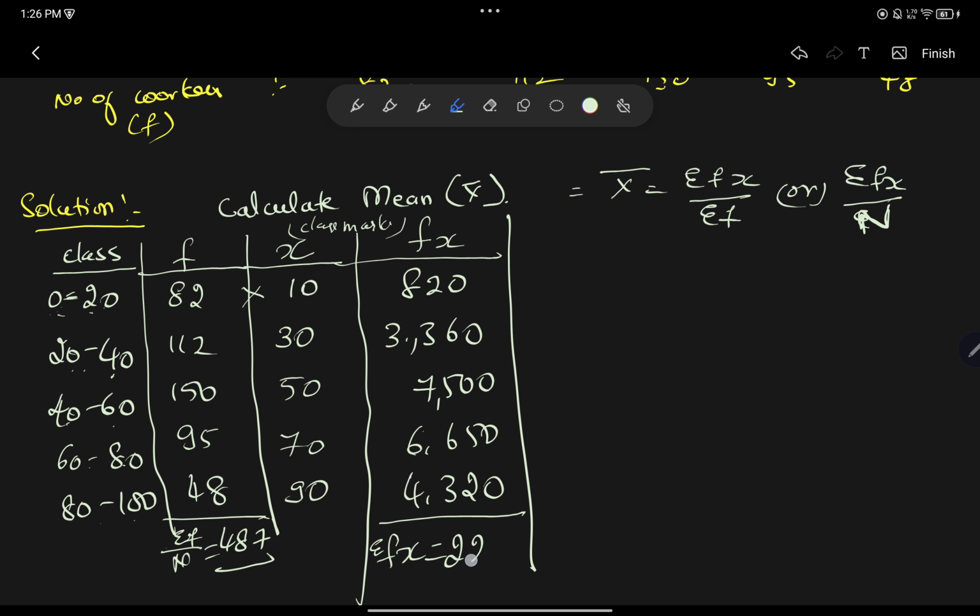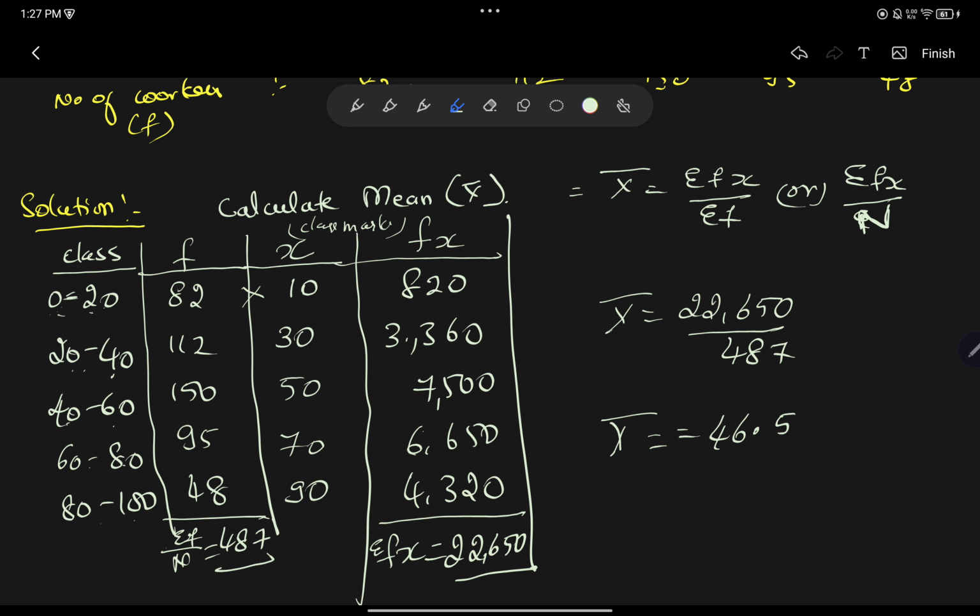Now we have got summation of fx, the total of 820 plus 3360 plus 7500 plus 6650 plus 4320, which is 22650. Now, as per the formula, mean is equal to 22,650 divided by 487. Summation of fx is 22,650, and summation of f or n is 487. So mean is equal to 46.51.